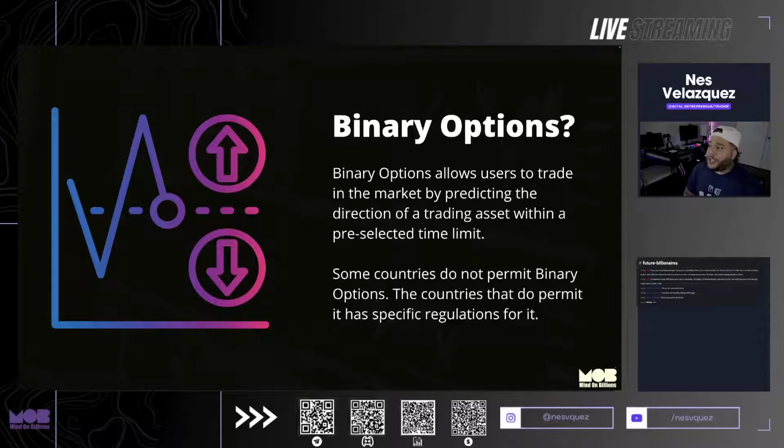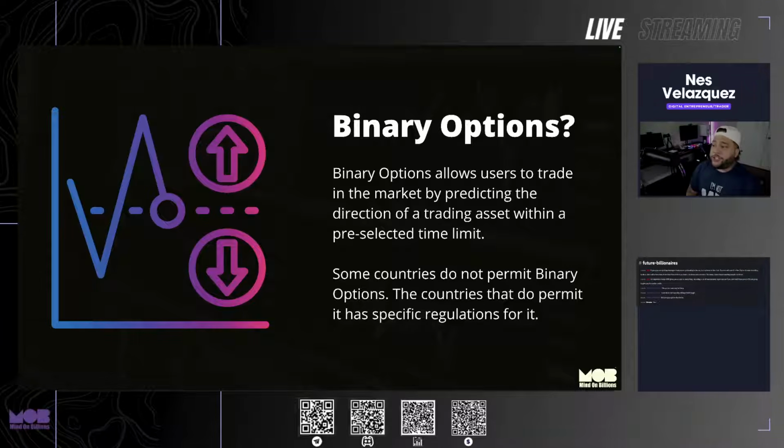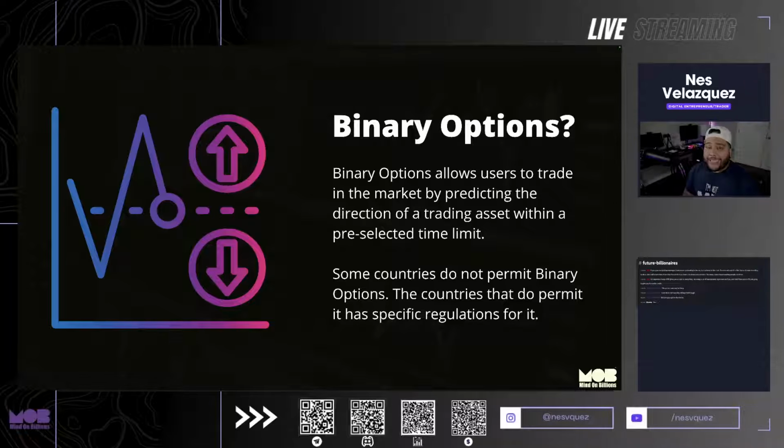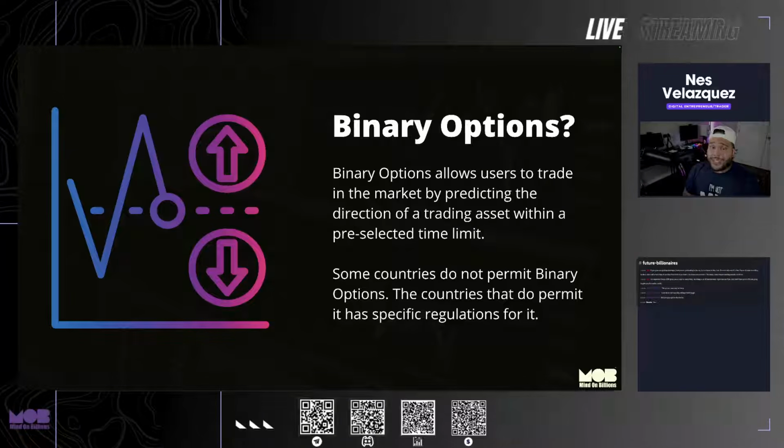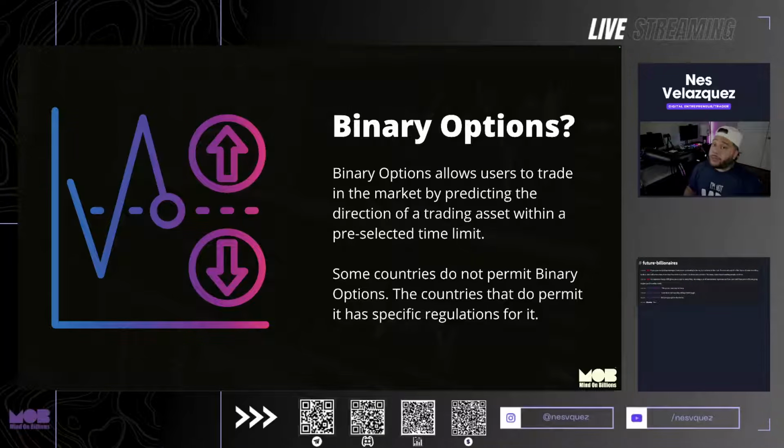So binary options allows you to trade in the market by predicting the direction of a trading asset within a pre-selected time limit. Some countries do not permit binary options because some countries consider it as gambling. So it's outlawed in some countries. The countries that do permit it have specific regulations for it. So in the United States, for a regulated binary broker, it has to be exchange style. So far, right now, the only one we know of is Nadex only, and Nadex doesn't have a user interface that attracts the masses really into it.